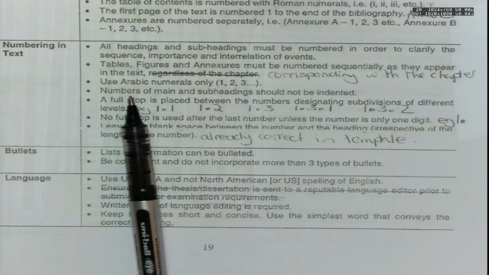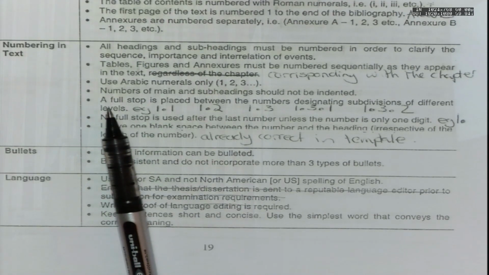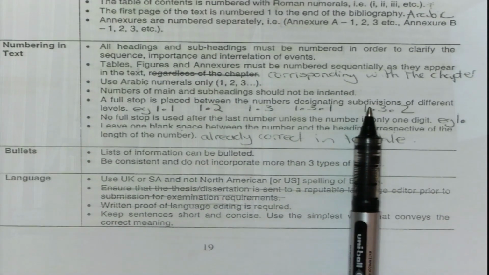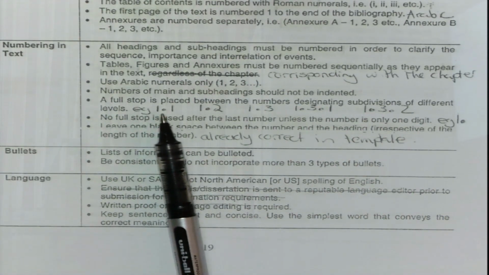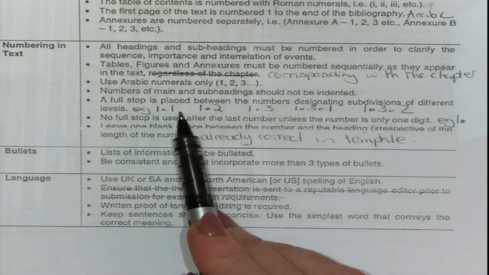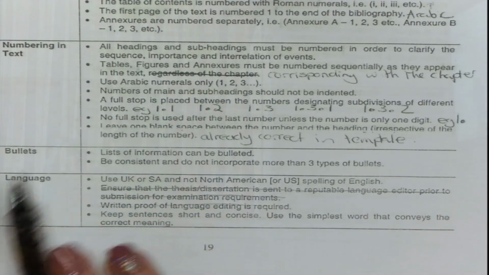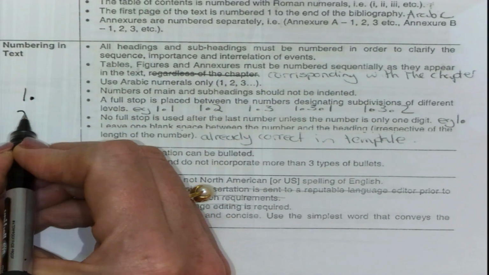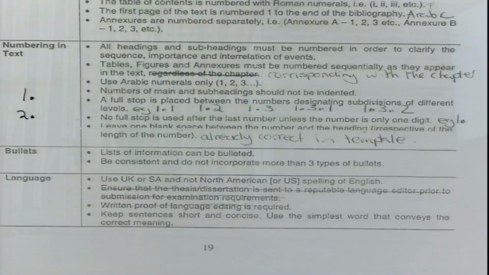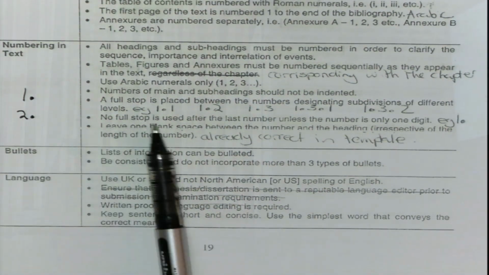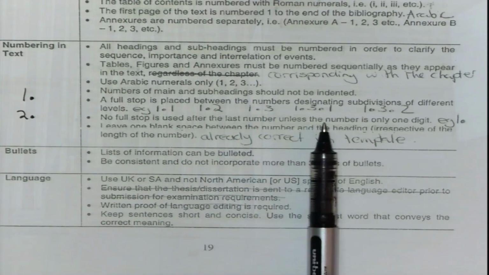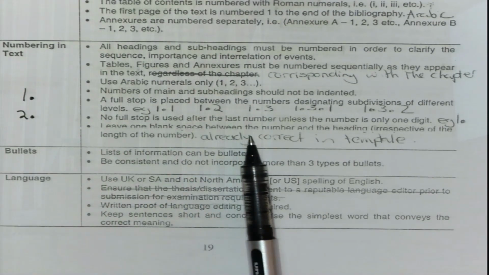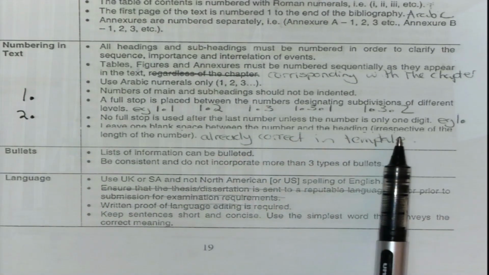We did this yesterday. Numbers: a full stop is placed between the numbers, designating the subdivision of different levels, like 1.1, but we don't have a full stop after the 1, okay. But if it's number 1 only, like so, and the 2, it will have the full stop, okay. No full stop is used after the last number unless it's only 1 digit. There I explain it. Leave 1 blank space between the number and the heading.